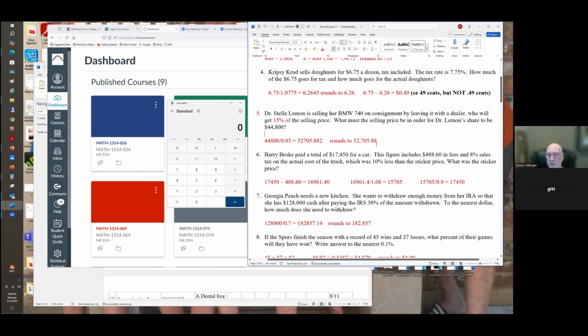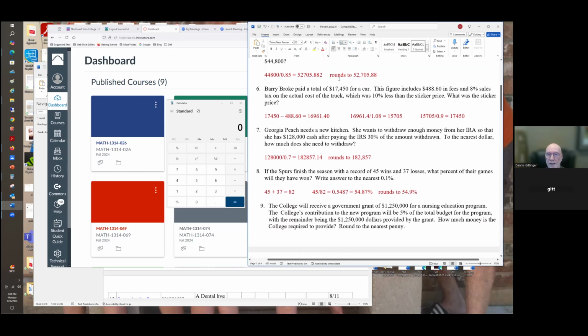Why did I round it to the nearest penny? Because it's money. And I didn't say so, round it to the nearest penny. We've had this problem before.